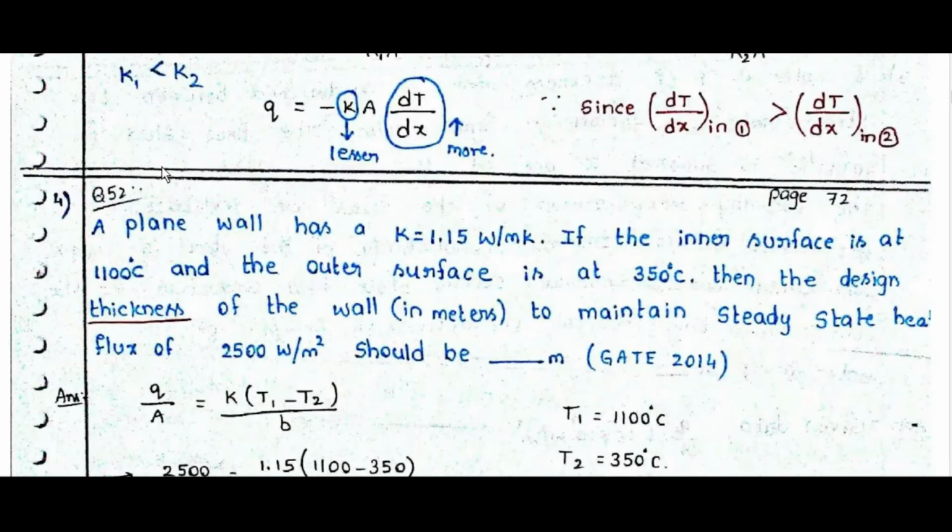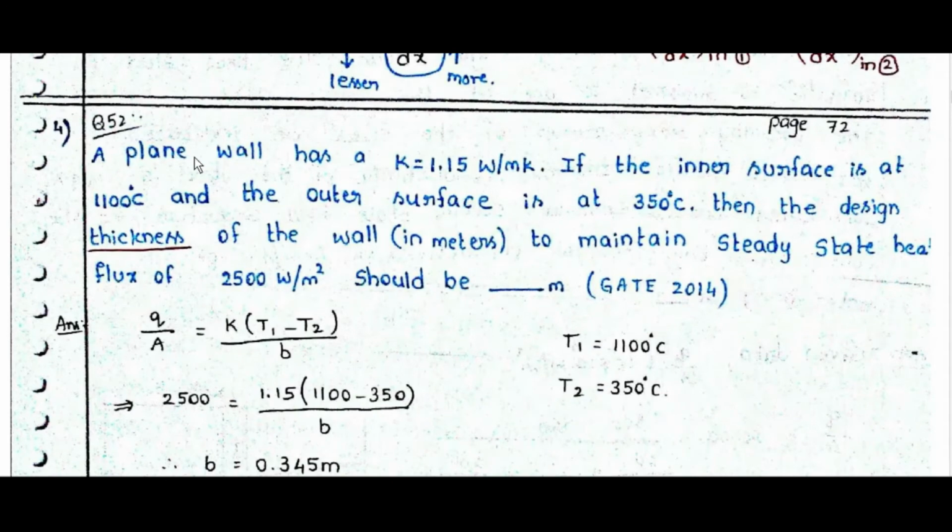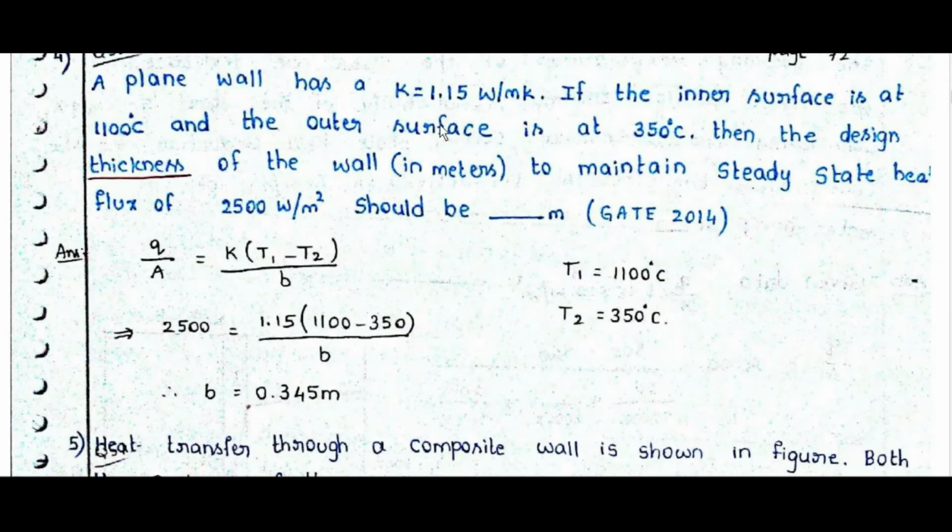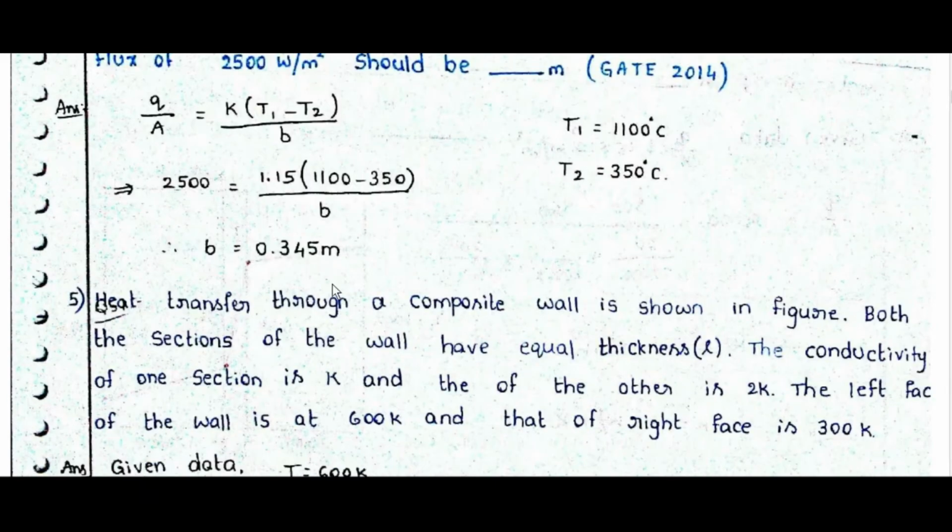Okay, one question. A plane wall with K equal to 1.15, inner surface at 1100 and outer surface at 350 degrees. Design the thickness of the wall to maintain a steady state heat flux, which is nothing but Q by A, given as 2500. K is also given, T1 and T2 are given. We have to find b. b is equal to 0.345.